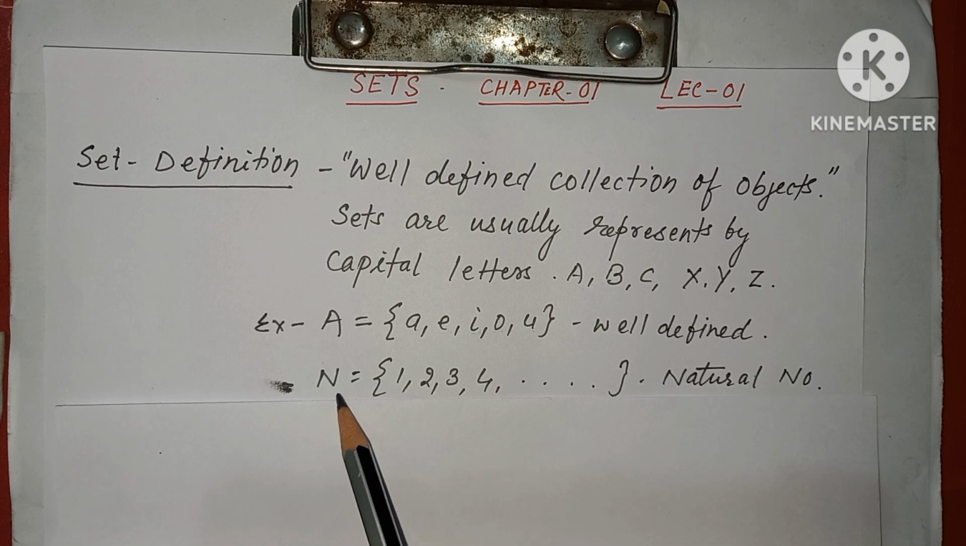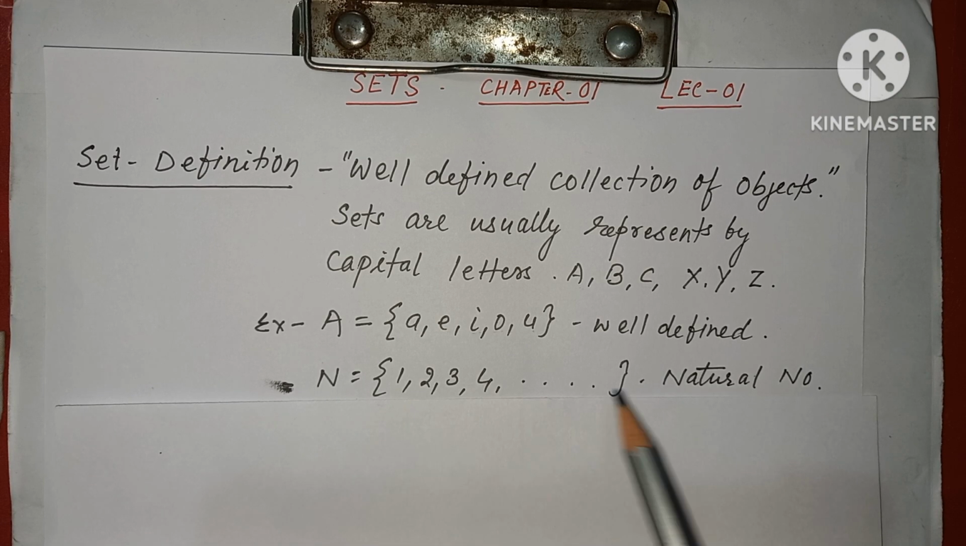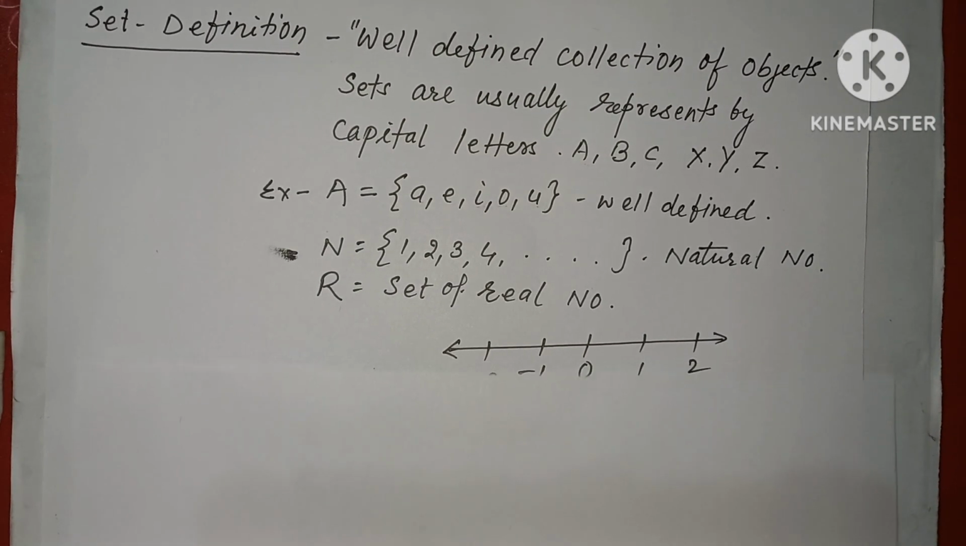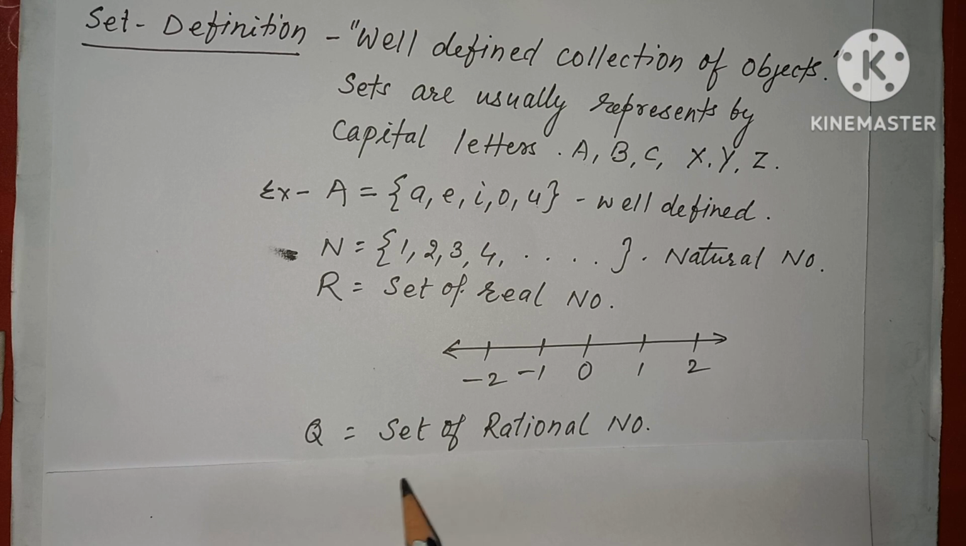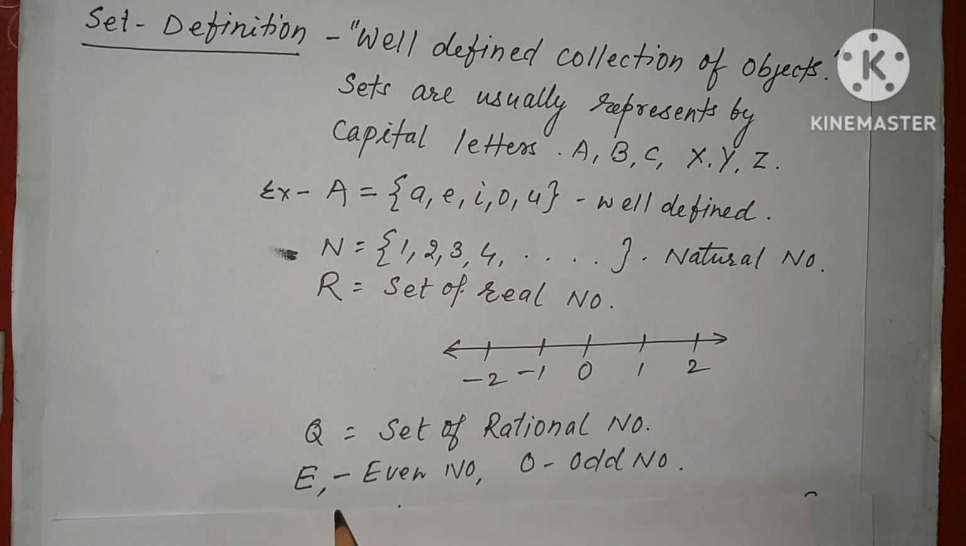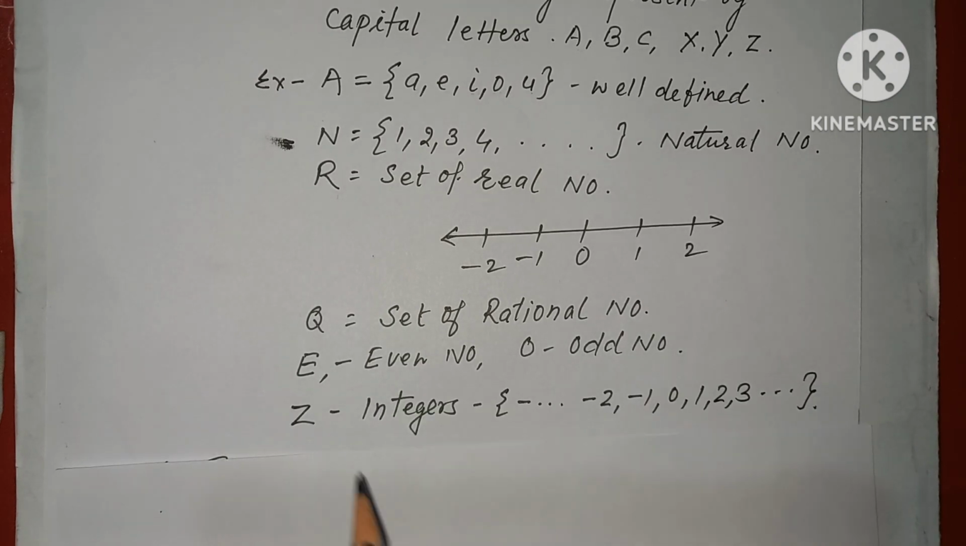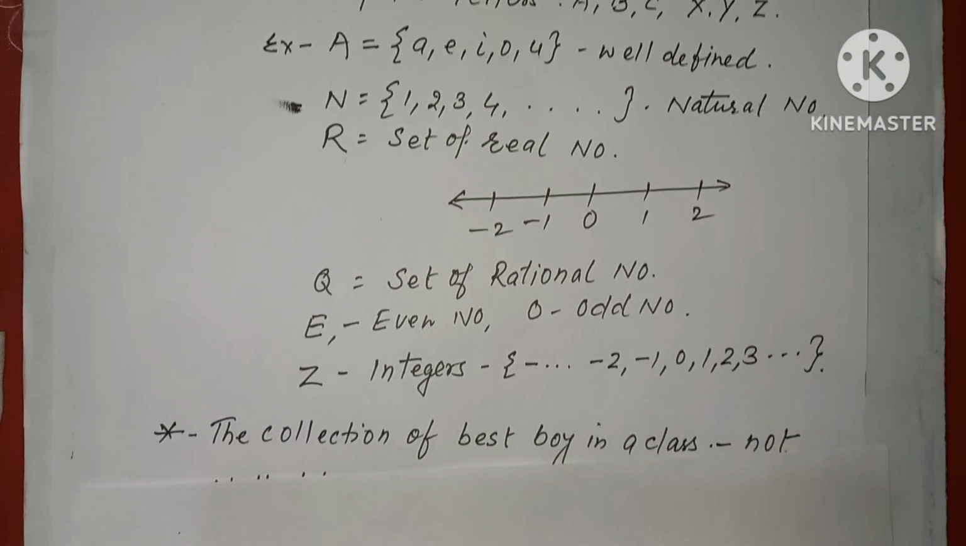This is the set of natural numbers 1, 2, 3, 4. This is the set of real numbers and this is the real line, and set of rational numbers, set of even numbers. This is the set of integers: -2, -1, 0. These types we can write down.